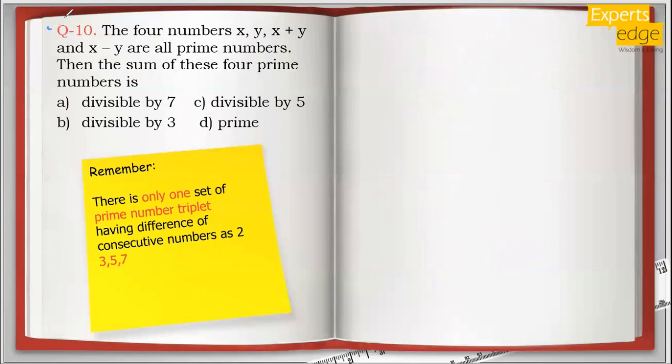Now again a good question. Question number 10. There are 4 numbers, x, y, x plus y, and x minus y. If all these are prime numbers, I need to find the sum of these prime numbers.